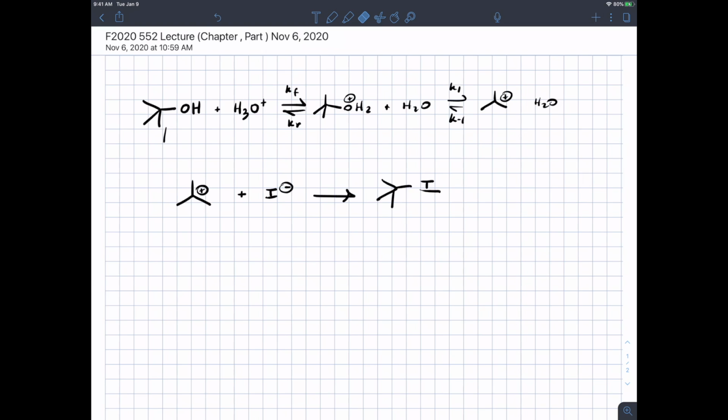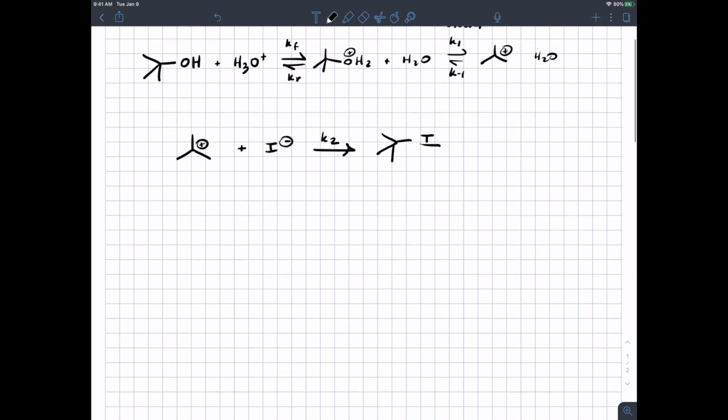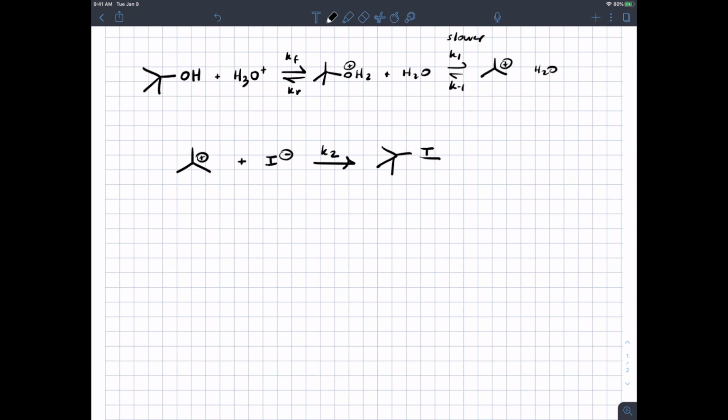Okay, so you've got rapid pre-equilibrium. You've got a slower uphill step to get the carbocation, and then you have a faster downhill step to get your alkyl halide. So we can write a rate expression, but since at no point do we know the concentration of the protonated alcohol, we're going to need a rate expression that probably includes the starting alcohol, probably includes the concentration of hydronium in our aqueous acid, and then probably includes I-.